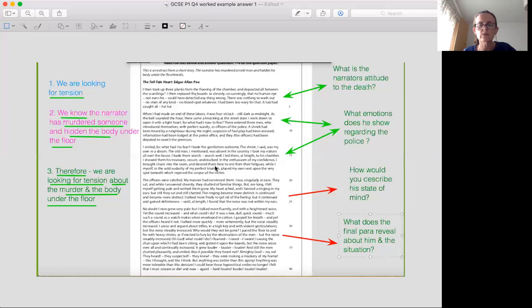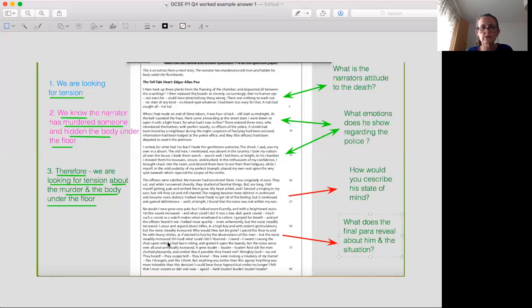So then you can look for: "I showed them his treasures, secure, undisturbed. In the enthusiasm of my confidence, I brought chairs into the room and desired them here to rest from their fatigues." So the writer is showing us quite convincingly that the narrator feels confident. And because the narrator is confident in dealing with the police, we're convinced of the tension because we're waiting for the police to find out at any moment.